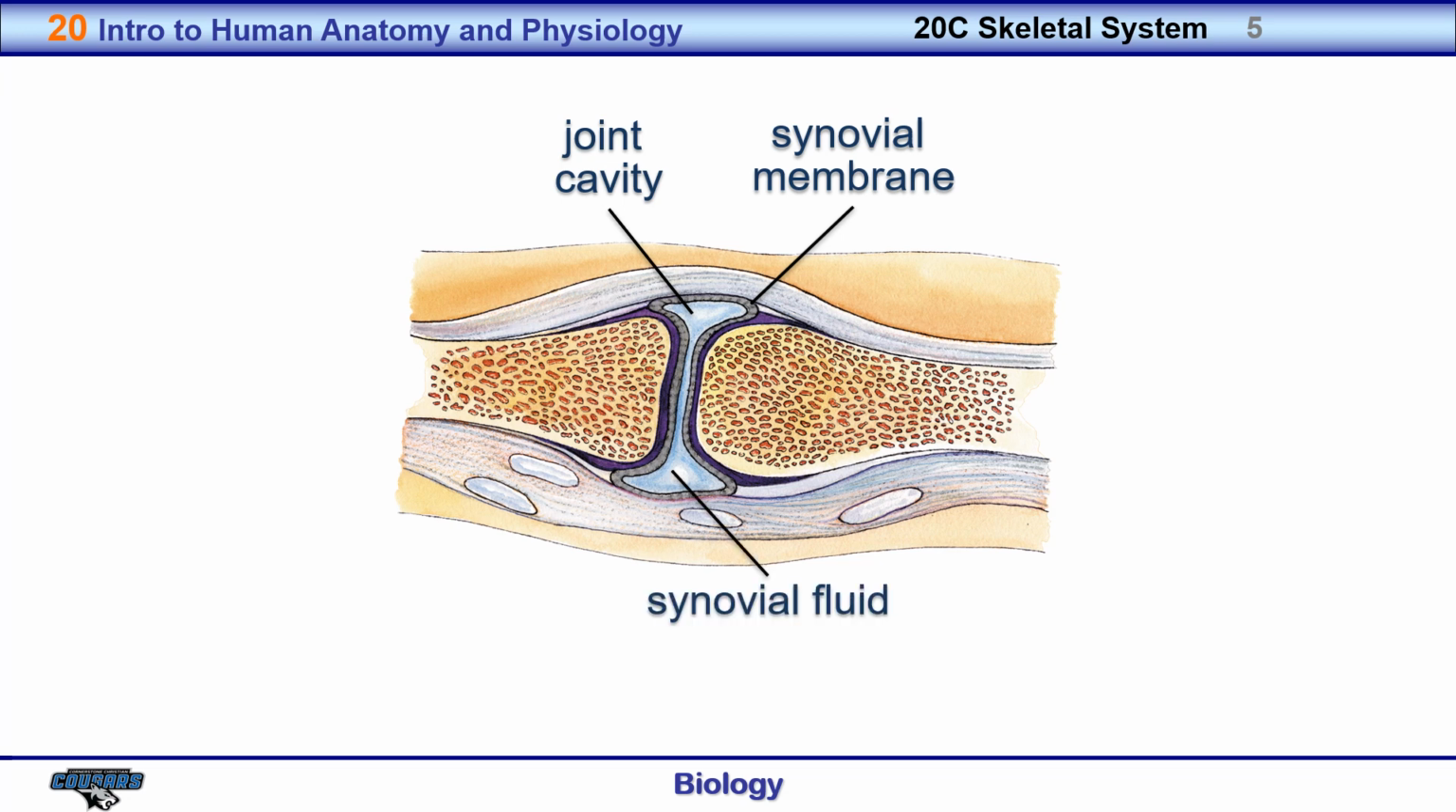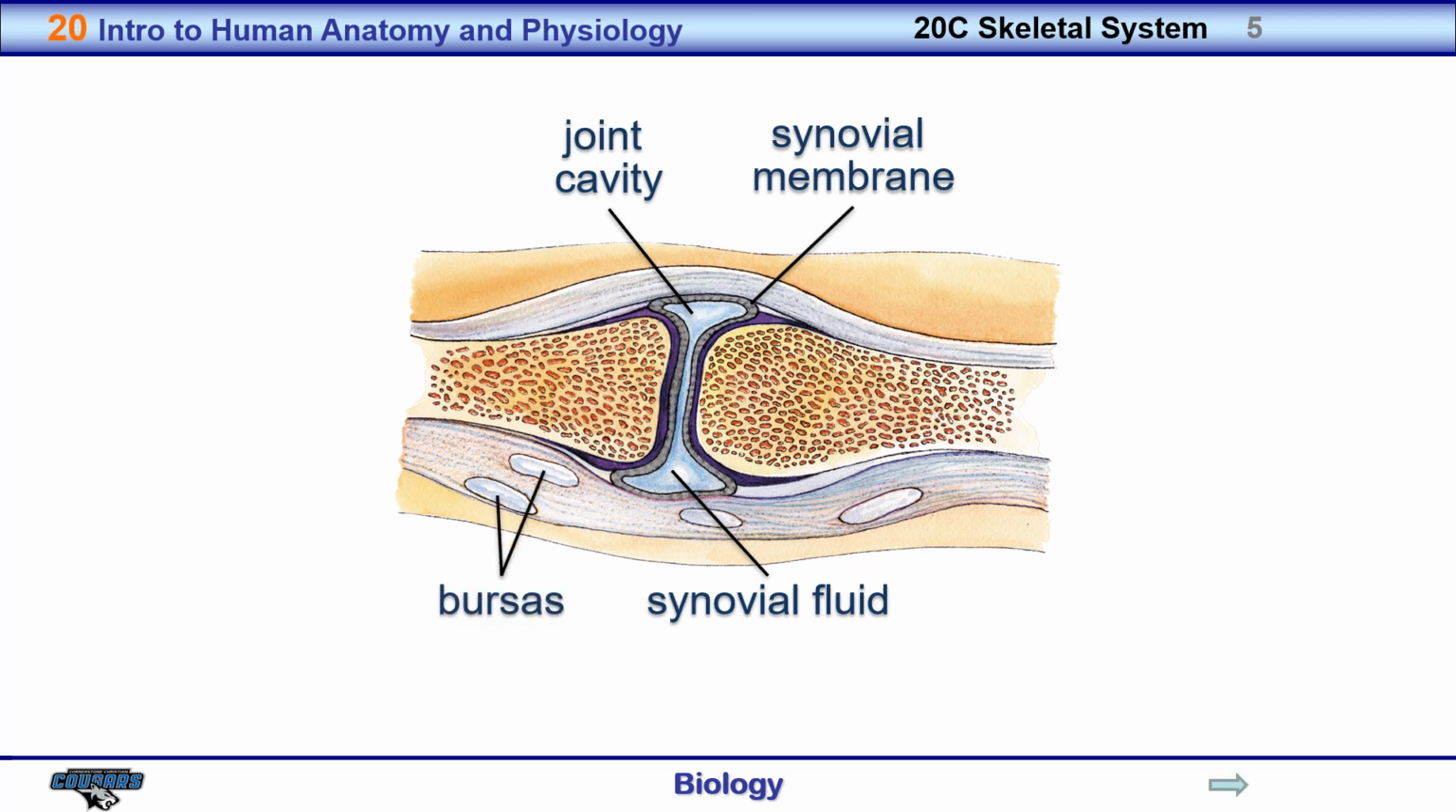So inside this sac, the joint capsule, we have a cavity that's filled with synovial fluid that lubricates the joint. So the bone is not bone on bone, which would be very painful if it were.